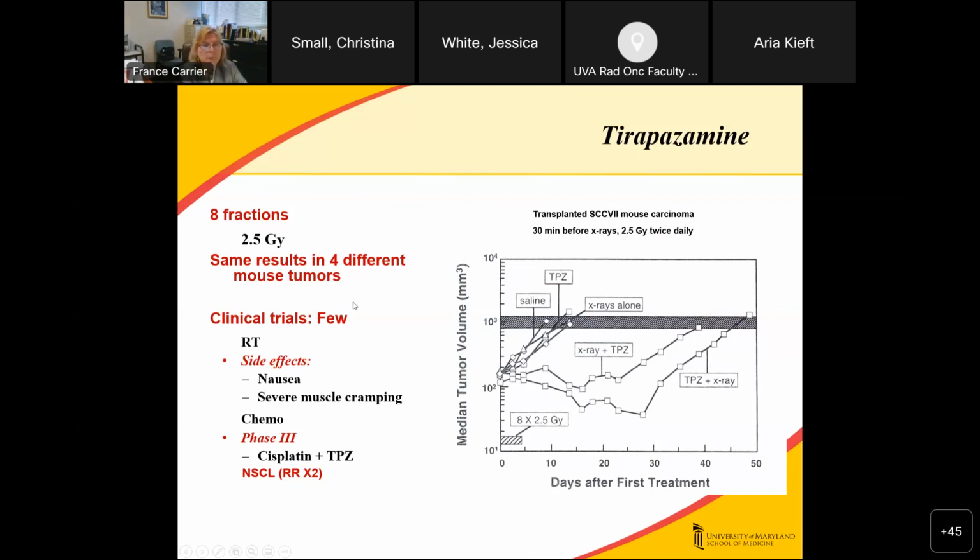This was done in 4 different tumor cell lines, not just the squamous cell carcinoma, with pretty much the same result. The problem in the clinical trial is that there are several side effects, a lot of nausea, and the main one is really severe muscle cramping. TPZ can also work not only with radiation but seems to have a synergistic effect with different anti-cancer drugs. There was a phase 3 clinical trial when it was used with cisplatin, and it gave a good response rate in non-small cell lung carcinoma.